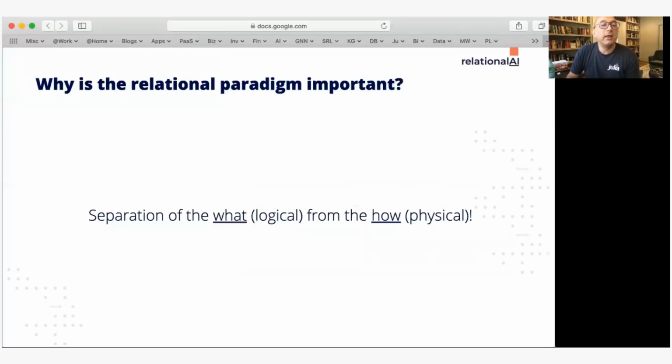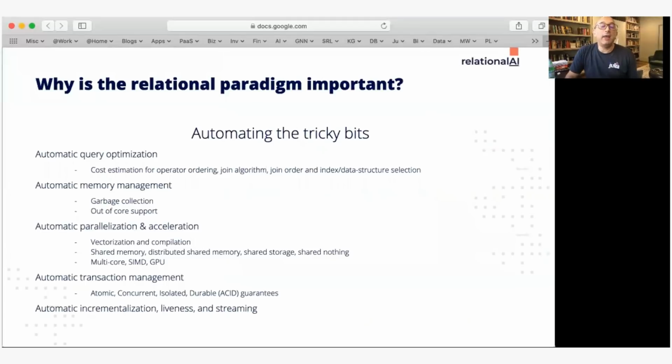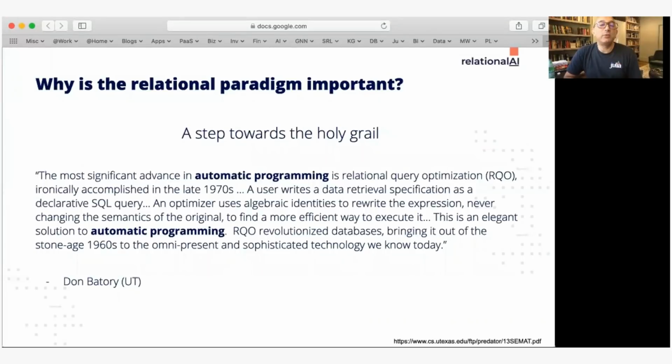So in closing, we think the relational paradigm is very important because it lets us separate the what from the how. And in so doing, we can automate a lot of tricky bits on behalf of people who use relational systems. I'll let you read this slide. And it's really a step towards the holy grail of automatic programming as described by Jim Gray in his Turing Award lecture, and is referenced here by Professor Don Batory at the University of Texas, talking about how the relational query optimization system is an example of, or a major advance towards, automatic programming.